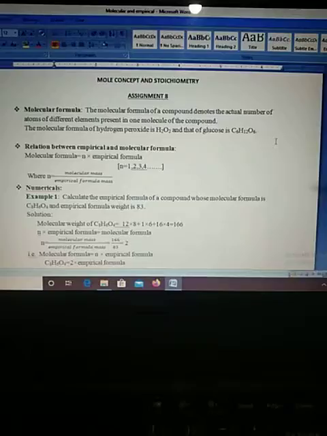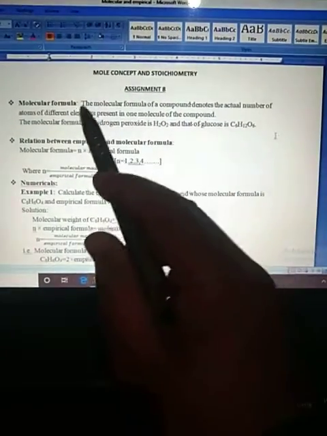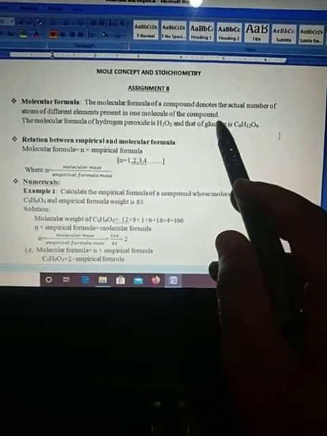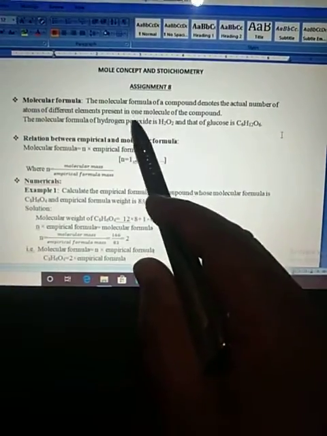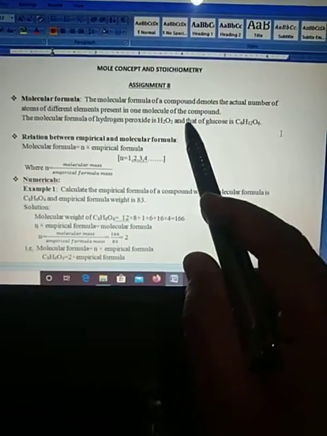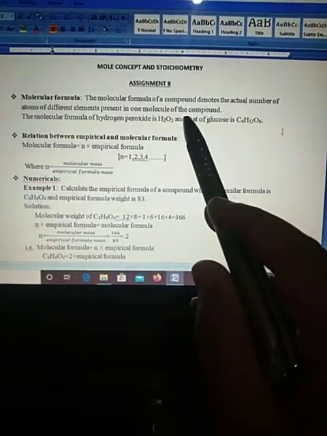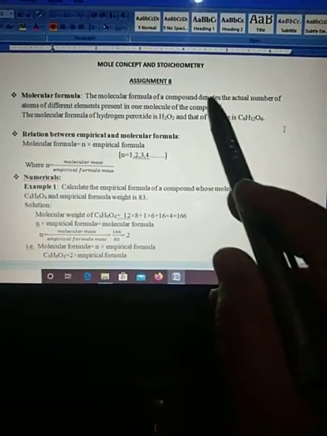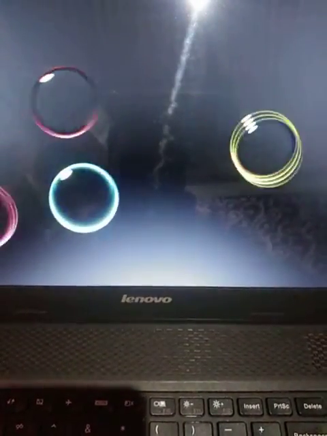Molecular formula of a compound denotes the actual number of atoms of different elements present in one molecule of the compound. For example, the molecular formula of hydrogen peroxide is H2O2 and that of glucose is C6H12O6. That means in hydrogen peroxide the total number of hydrogen atoms is 2 and oxygen is 2. Similarly in glucose, carbon is 6, hydrogen is 12 and oxygen is 6.